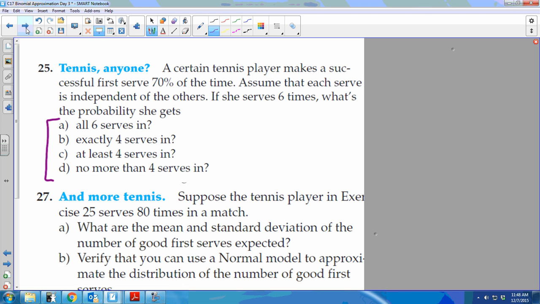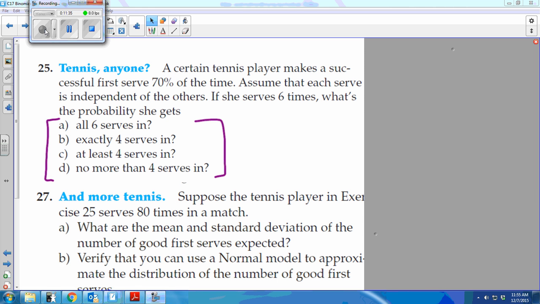So it says a certain tennis player makes a successful first serve 70% of the time. Assume that each serve is independent of the others. If she serves 6 times, what's the probability she gets... and there are 4 questions. So we do have Bernoulli trials because we have 2 outcomes: a successful first serve or an unsuccessful first serve. It says that each serve is independent of each other, and we know the probability of getting a successful first serve is 0.7. All right. I want you to go ahead and practice these 4. Write them down, use your calculator, whatever you need to do. And then I have it under the shade over here. I have all the right answers with appropriate notation if you wanted to practice that.